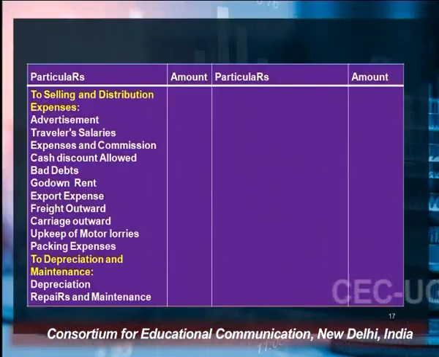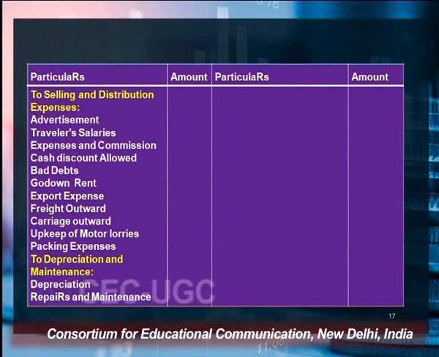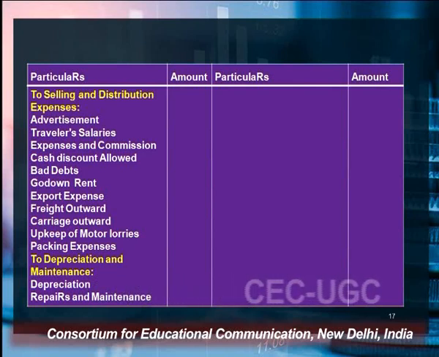The other items shown on the debit side of the profit and loss account are selling and distribution expenses. Selling and distribution expenses are those related to sales. This includes advertisement, travelers' salaries, expenses and commission, cash discount allowed to customers, and bad debts. That is related to sales only, so it will be included in selling and distribution expenses. Remember, all items related to sales, which are necessary for sales promotion and for selling the goods, will be included in selling and distribution expenses.